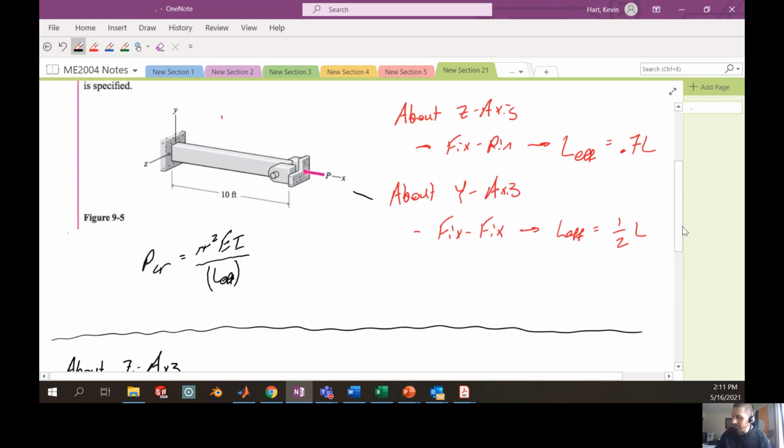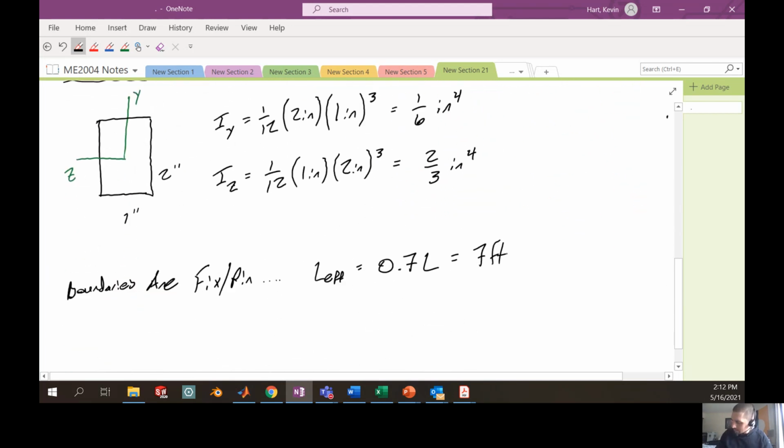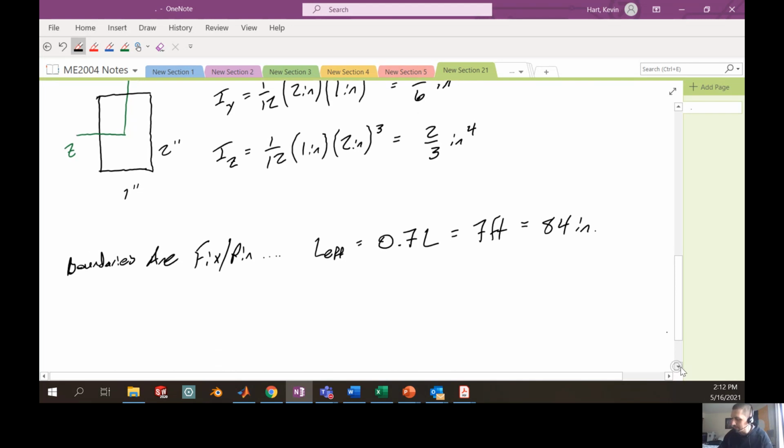I'll take a look at what the length is. Here we're told that the length is 10 feet, but most of my calculations in this particular problem have inches floating around. When I think about area moment of inertia, this is in inches to the 4th. When I think about the elastic modulus, this is going to be something like MSI or KSI, that's kips per square inch. So I want to convert that 10 feet into inches. If I do that here, it's going to be 7 feet for my effective length, and if I convert to inches, 84 inches. All right, so I'll use that in my calculations. So on we go.